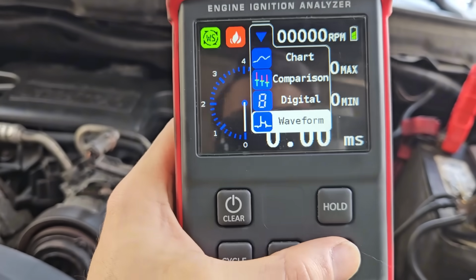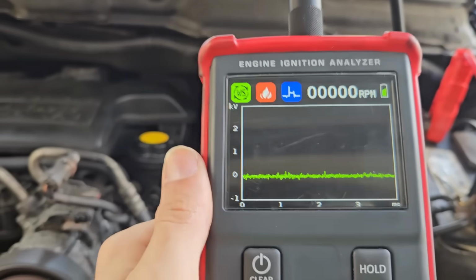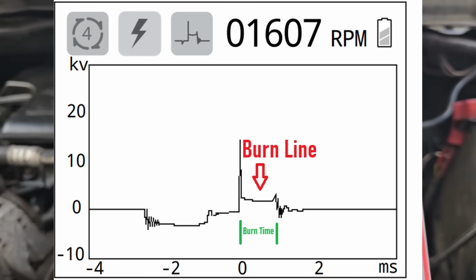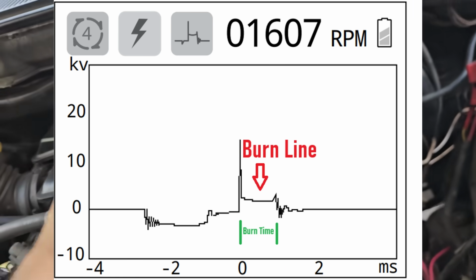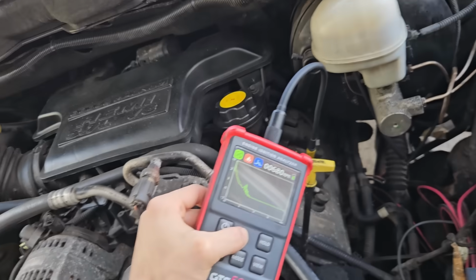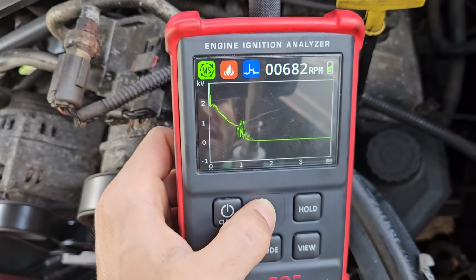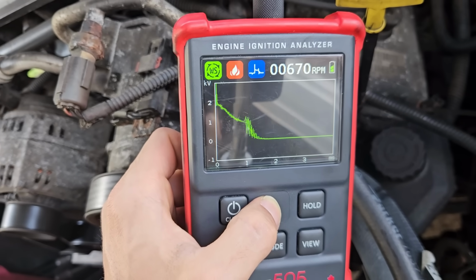So I'm going to go back into the waveform view, and burn time, if you think of peak kV as the energy required for the spark to jump the gap in the spark plug, then burn time is the length that that spark is jumping that gap. And that tells us a lot about the conditions inside the cylinder. So here we can see we have a burn time of approximately 1 millisecond, and that it's sloping down, and that we have oscillations at the end.